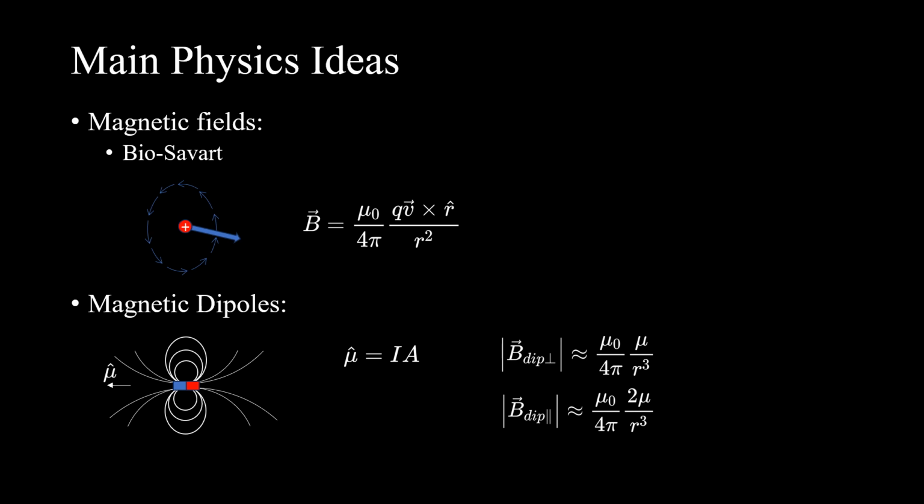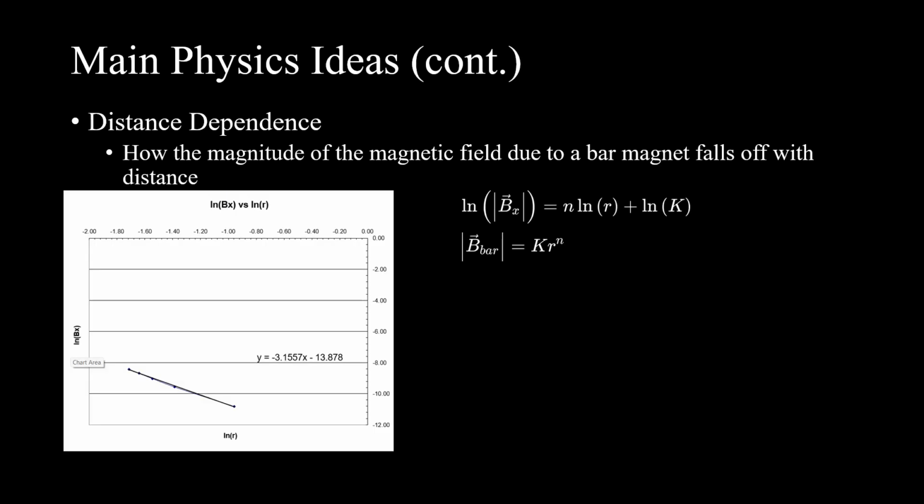Likewise, we can also model the magnetic field for a magnetic dipole, both on-axis and perpendicular. The concept of the magnetic dipoles closely mirrors that of electric dipoles in the sense that the resulting fields on axis are in the same direction as the dipole moments, but in the opposite direction when perpendicular. This case describes how the magnitude of the magnetic field due to a bar magnet falls off with distance.